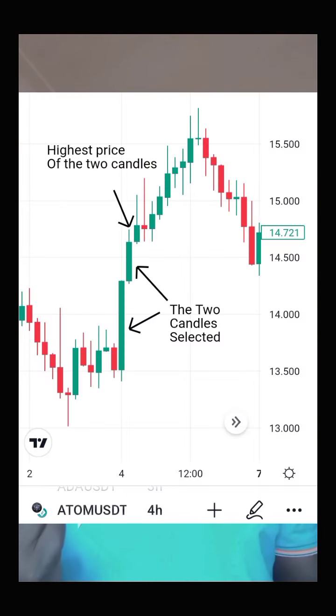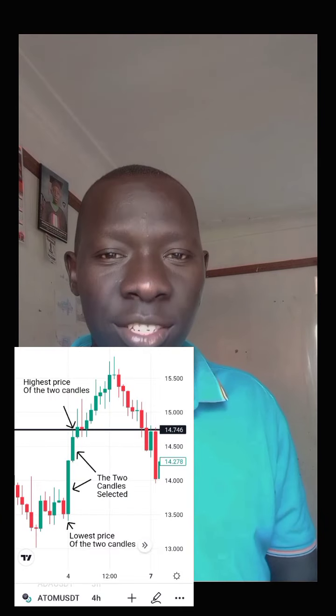Now you can as well use two consecutive candles. Still the color doesn't matter. It can be a bullish candle, it can be a bearish candle. The most important thing is to identify between the two candles where price reached highest. That is where you will draw your line, which will act as your resistance line. Then between the two candles, you're also going to identify where the price reached lowest, and that is where you're going to draw your horizontal line, which will act as your support.